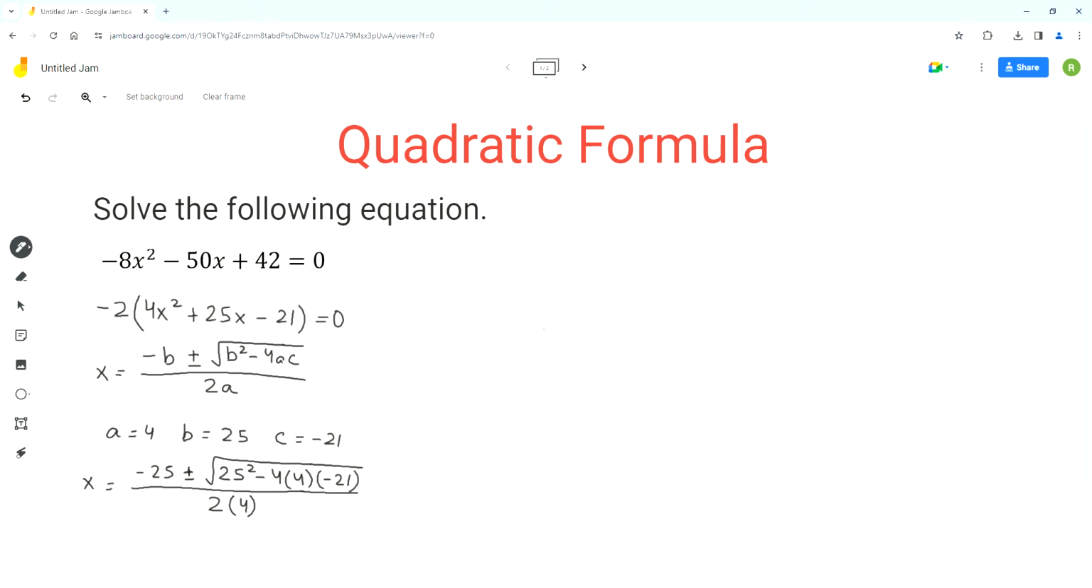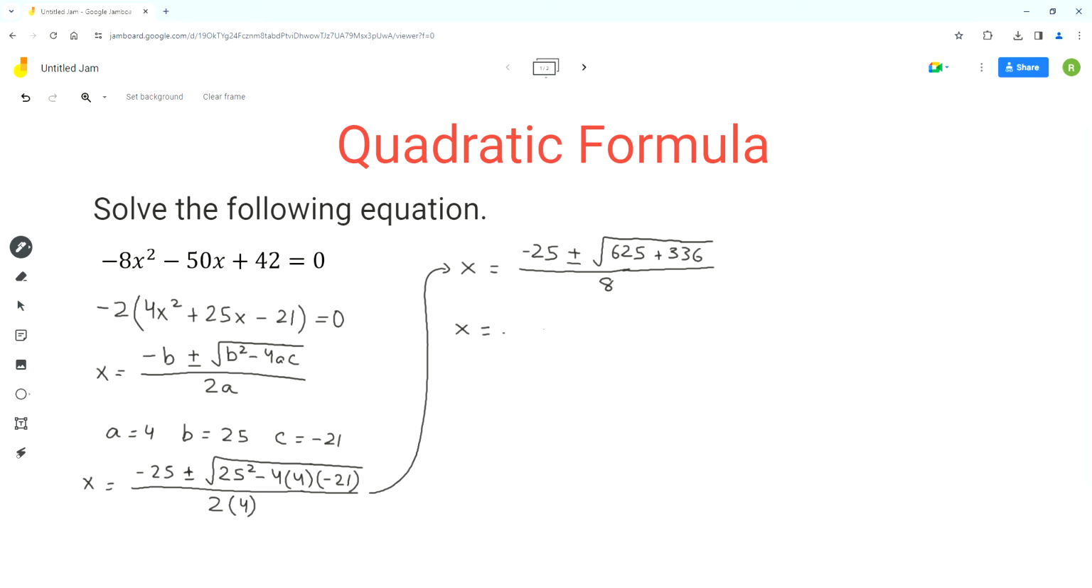Now we have to simplify this expression. So we'll start with the expression under the square root. So we can move the calculations to this side. So we write x equals, so the -25 stays as it is, and then plus minus. Now we know that the square of 25 is equal to 625. And then in the next step, we have to do -4 times 4 times -21, and I got 336 over. Now in the denominator, we do 2 times 4, which is equal to 8.